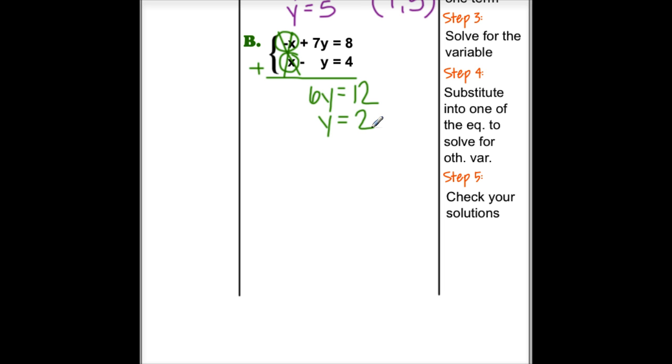Put that back into one of the equations, and I'm going to choose my second equation this time, and I get x minus y, which is 2, equal to 4. I go ahead and add 2 to both sides. I get x equals 6. So my ordered pair solution should be 6, 2. If I check that, I know that 6 minus 2 equals 4. Negative 6 plus 7 times 2, negative 6 plus 14 does in fact equal 8. So I know that my solution is correct.